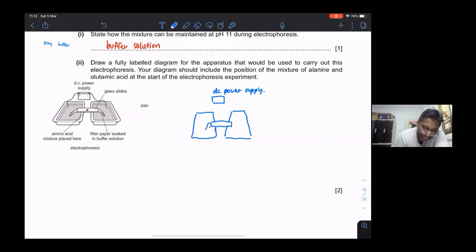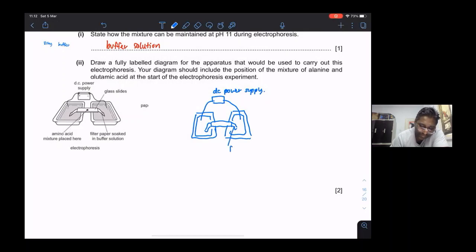And this one will go here, like filter paper. So there is going to be buffer solution there. Okay. The DC power supply, you just put here. So the circuit is complete. Yeah. So you just need to label.